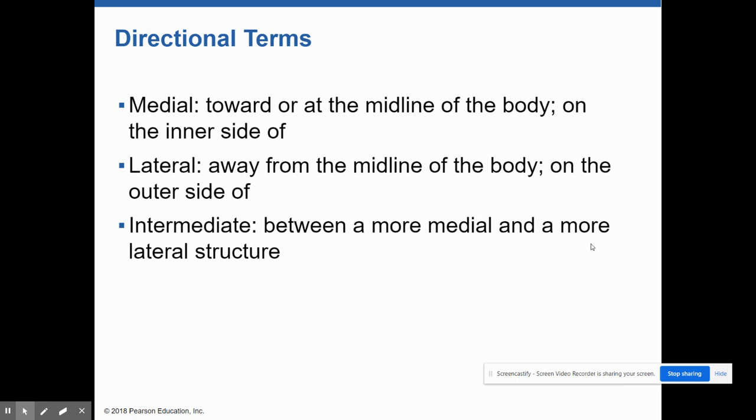Medial means toward or at the midline of the body or on the inner side of. So for example, there's a ligament on the inside of your knee called the medial collateral ligament, or MCL, and it's on the inner side of the knee, so that's why it's the medial ligament. And then lateral means away from the midline of the body, on the outer side, so you also have the LCL, which is the lateral collateral ligament, and it's on the outer side of the knee, so that's why it's the lateral ligament.